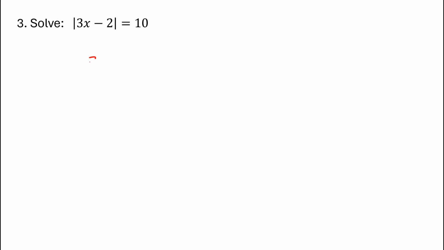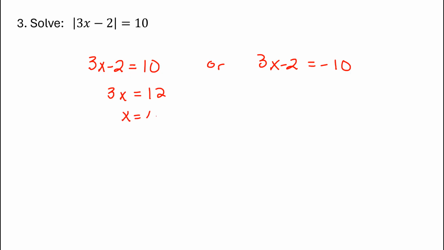So either 3x minus 2 is 10 or 3x minus 2 is negative 10, because either way, it will have an absolute value of 10. And then you just solve for x. So 3x is equal to 12, which means that x is 4, or 3x is equal to negative 8, which means that x is negative 8/3.